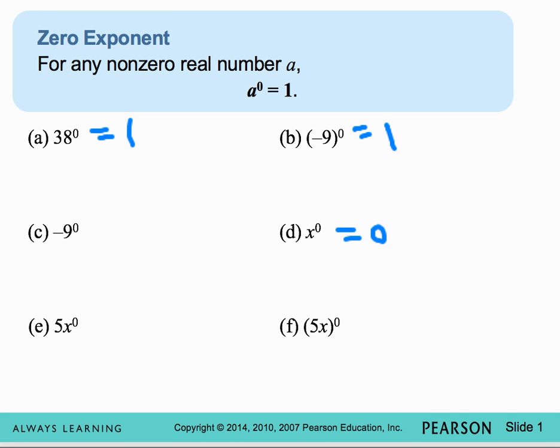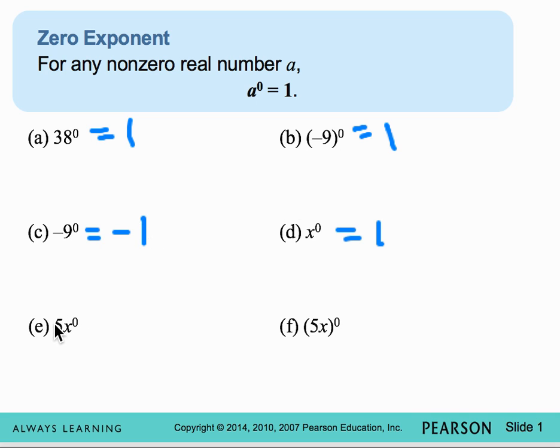I just realized I said 1, but I put a 0 right there. Anything to the zero power equals 1. But this is not -9 to the zero power. This is only 9 to the zero power, right? This negative has nothing to do with that 0. So that negative stays, and then 9 to the zero power is 1. So be careful about that.